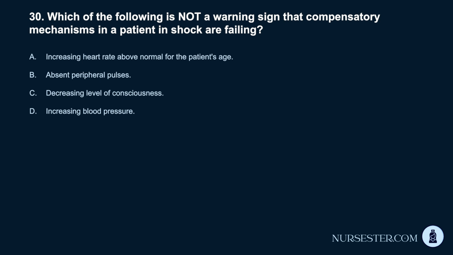30. Which of the following is not a warning sign that compensatory mechanisms in a patient in shock are failing? A. Increasing heart rate above normal for the patient's age.